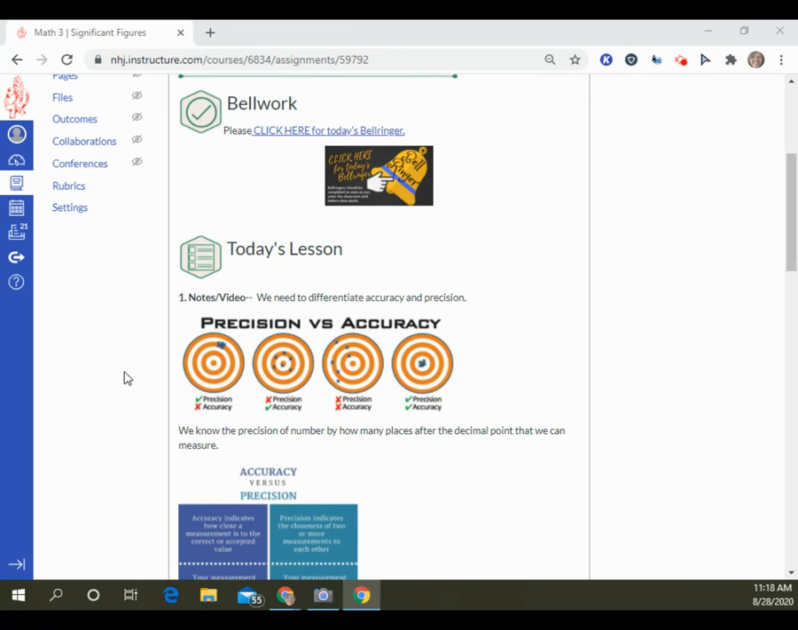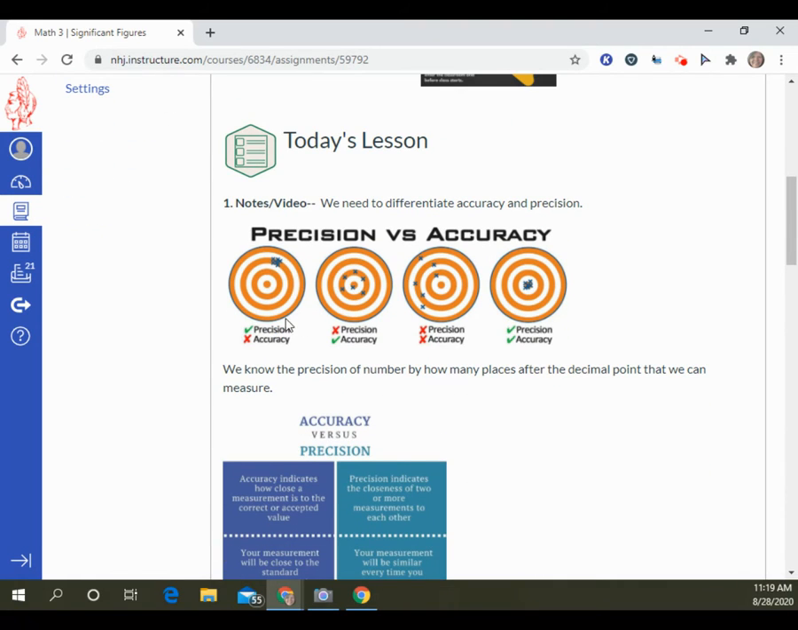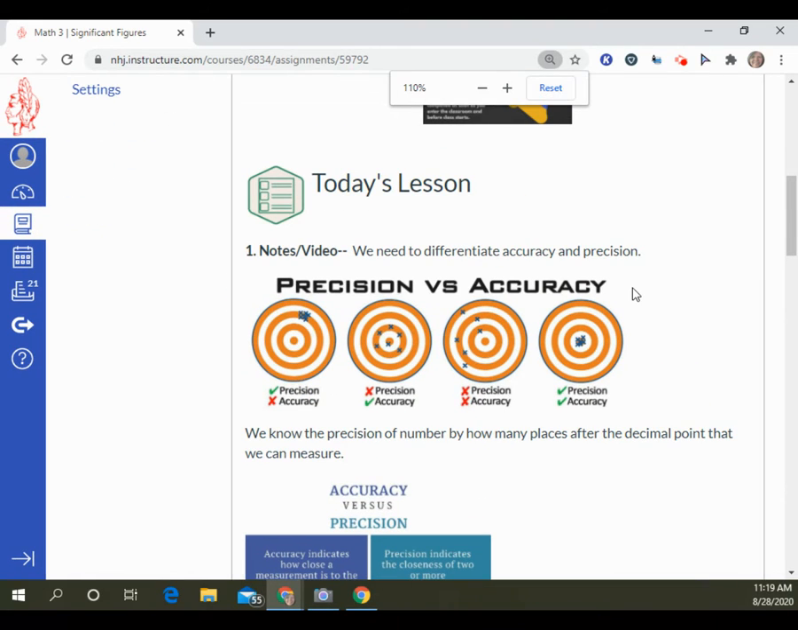All right, so today one of the concepts is precision versus accuracy. If you look at these targets, you can see this one has precision but no accuracy. Precision means it's all in one spot, but it's not exactly right. The next one has no precision, but has accuracy. So we're in the middle towards the target, but we're not in the same spot. This one has no precision and no accuracy.